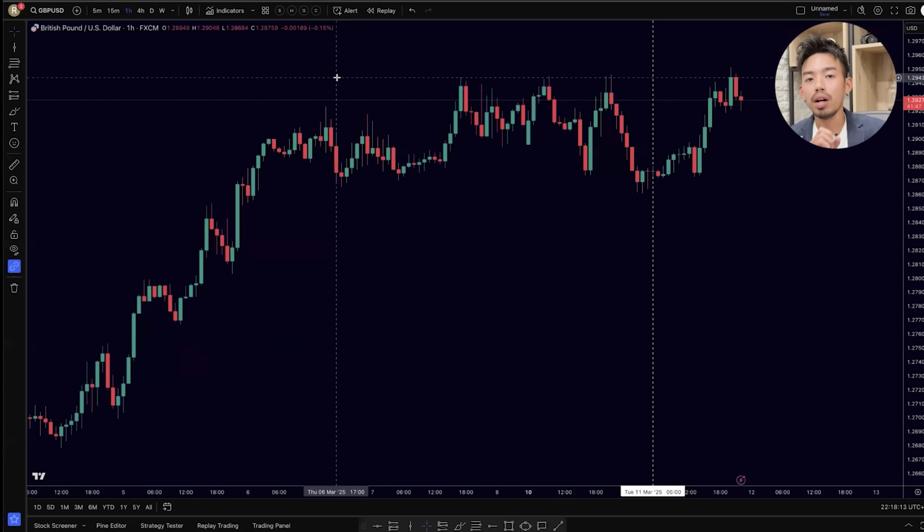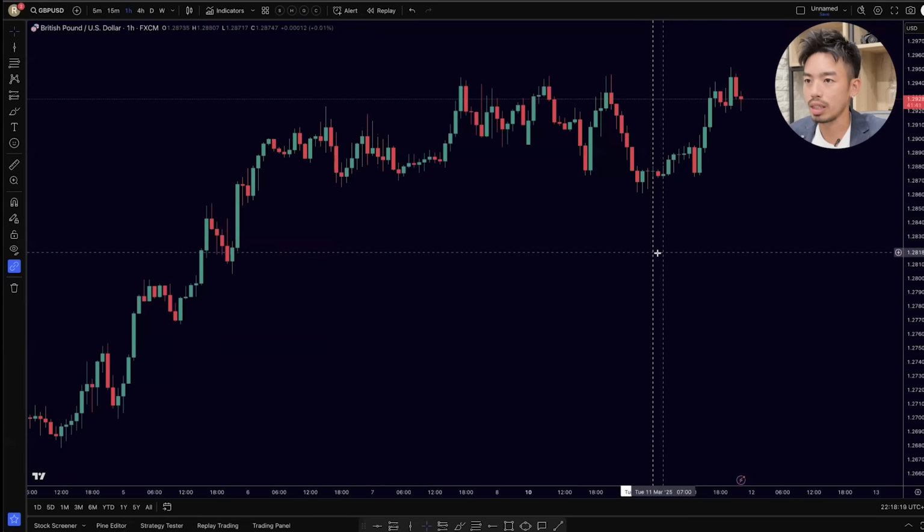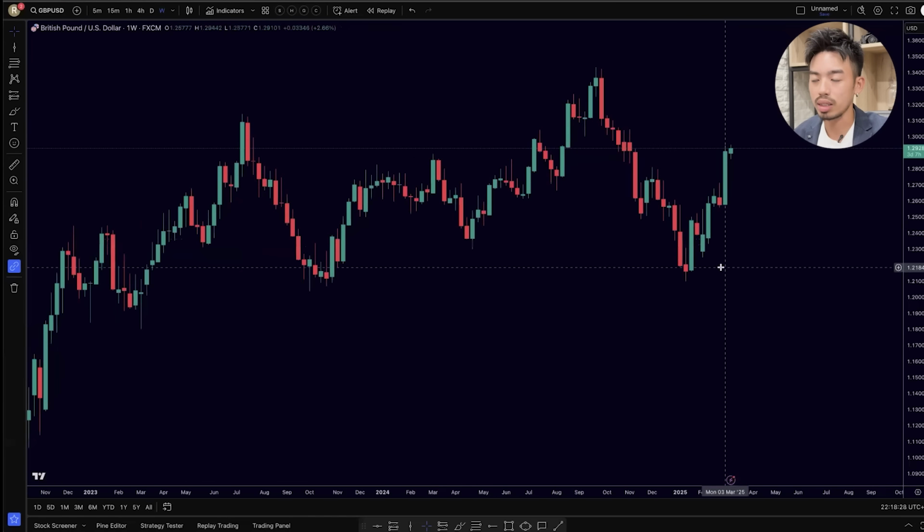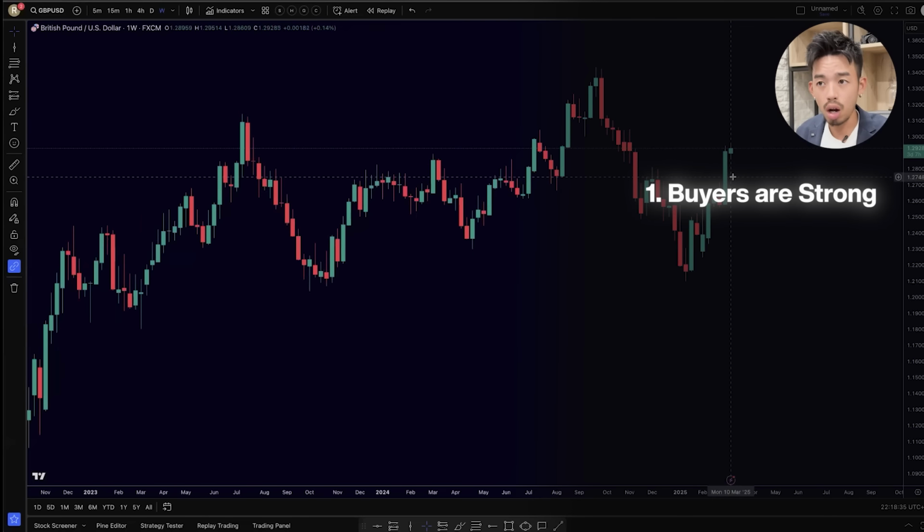You only require a few things for a proper multi-time frame analysis. So let's head back to the weekly time frame and have a look at the context. If I look at the weekly time frame here, what can we see? We can see recently we have been heading up. That tells us buyers are strong. We might be in an uptrend on the lower time frame.